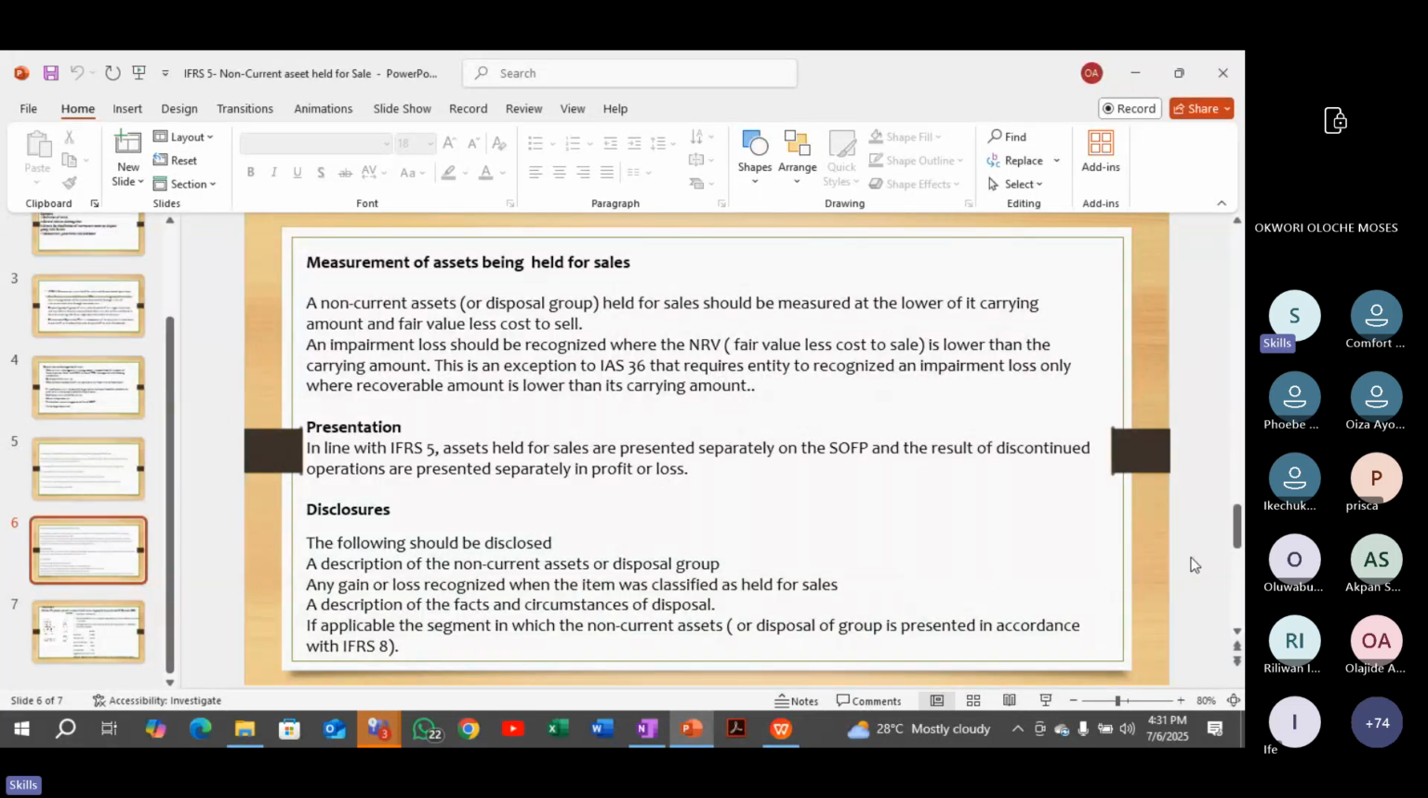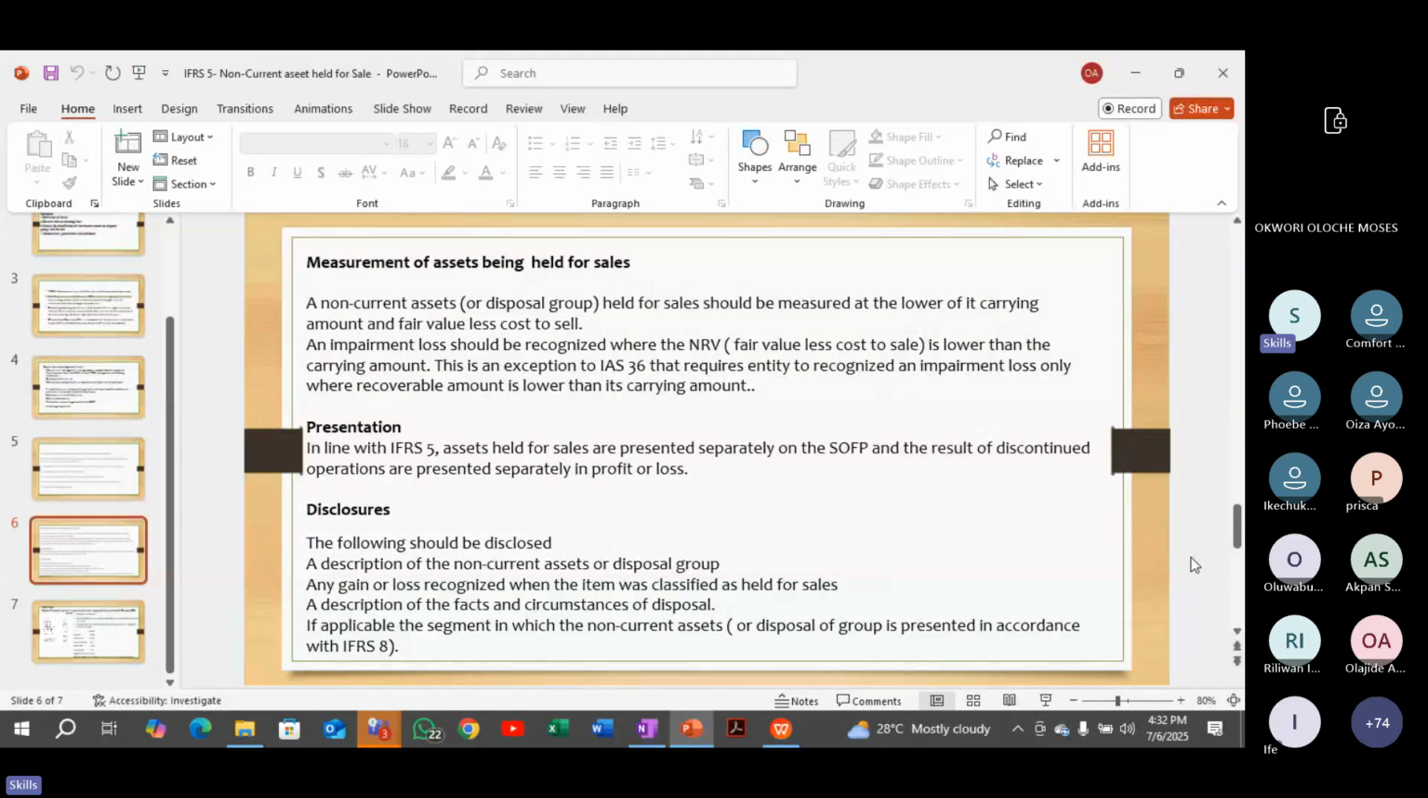Now we'll solve a question before we round up the class. We have a question to solve together. Don't worry. So disclosure means that everything relating to that standard must be disclosed. That means the description of the non-current asset must be disclosed. The amount associated with the asset you want to dispose must be disclosed. If it is a disposal of an asset, the amount associated with it must be disclosed.